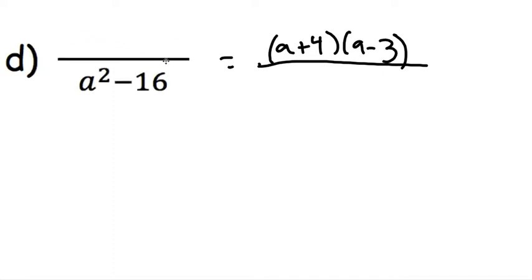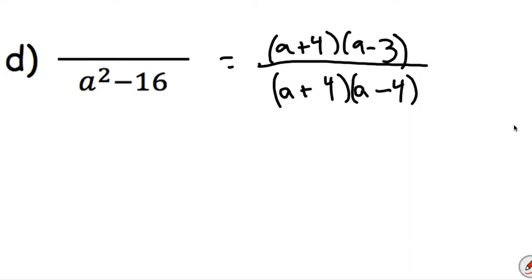All right, next, let's look at the denominator. Which of these factors up top, 4 or 3, which of those factors divides into 16 evenly? And that is 4. Hopefully you realize that. So a plus 4 has to be in the denominator. This is a difference of two squares, so what number times itself gives us a squared? That's a times a. What number times itself gives us 16? That's 4 and 4. One is positive, one is negative.